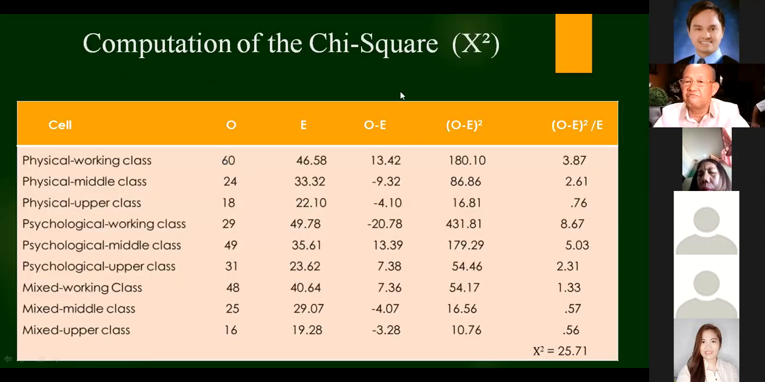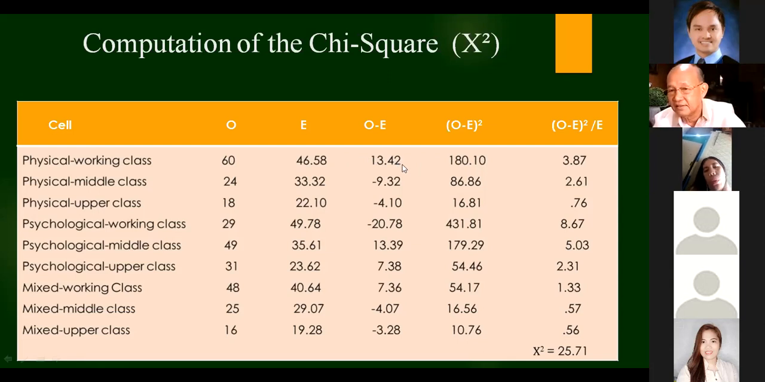Kaya, I devised a table. Later on, I'll show you the equation procedures of computing. Ito pinakamadali. Experience has taught me that this is very easy. Ito, tingnan ninyo yung formula. OI minus EI. Ito yon. So 60 minus 46.58, you get 13.42. You have your calculator, try it. 60 minus 46.58 is 13.42. You get it?